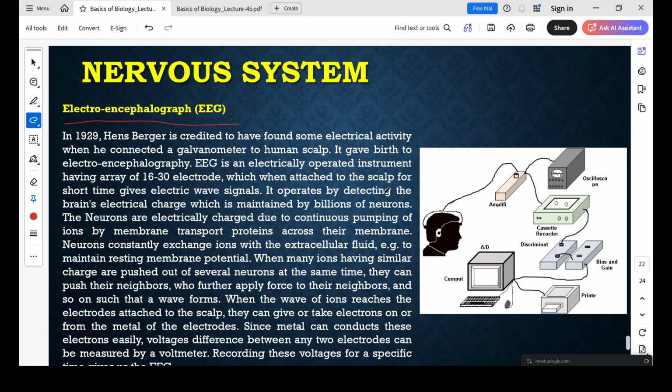If the impulses are okay, then that implies that the brain functioning is okay. If there is any drop in the amplitude, or if some of the waves are missing, then that implies that something is going wrong. It operates by detecting the brain's electrical charge, which is maintained by billions of neurons. The neurons are electrically charged due to continuous pumping of ions by membrane transport proteins across the membrane.